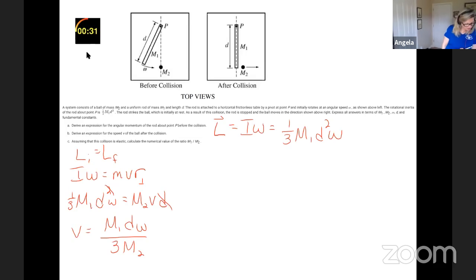And then assuming the collision is elastic. Elastic collision means kinetic energy is the same before and after the collision. So it'd be 1/2 I of the rod, right?